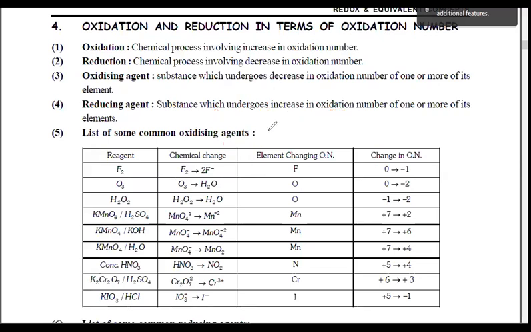Very good. Now let's see this. If an element is in its highest oxidation state, think about it, it cannot give any electron any further. Then tell me, will it be a good oxidizing agent or a good reducing agent? If it is in the highest oxidation state, meaning the highest positive charge, it will have a tendency to gain electrons, not lose them.